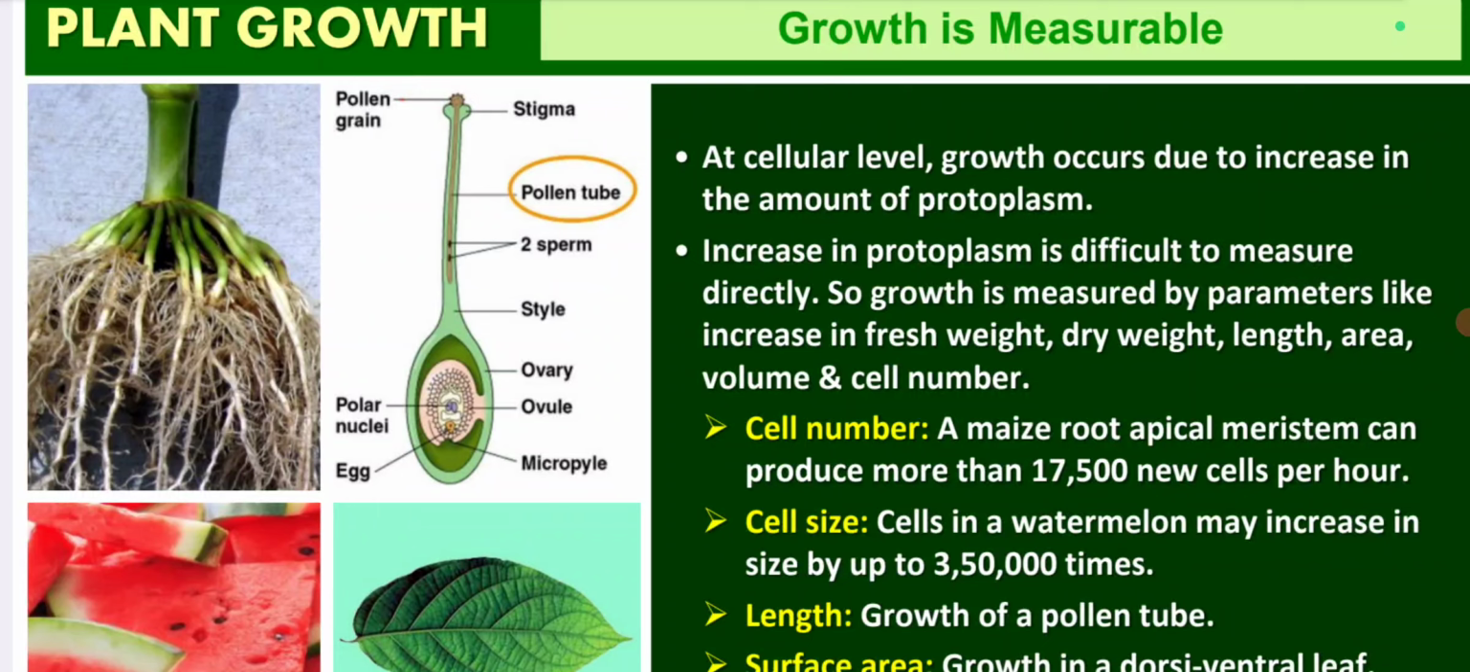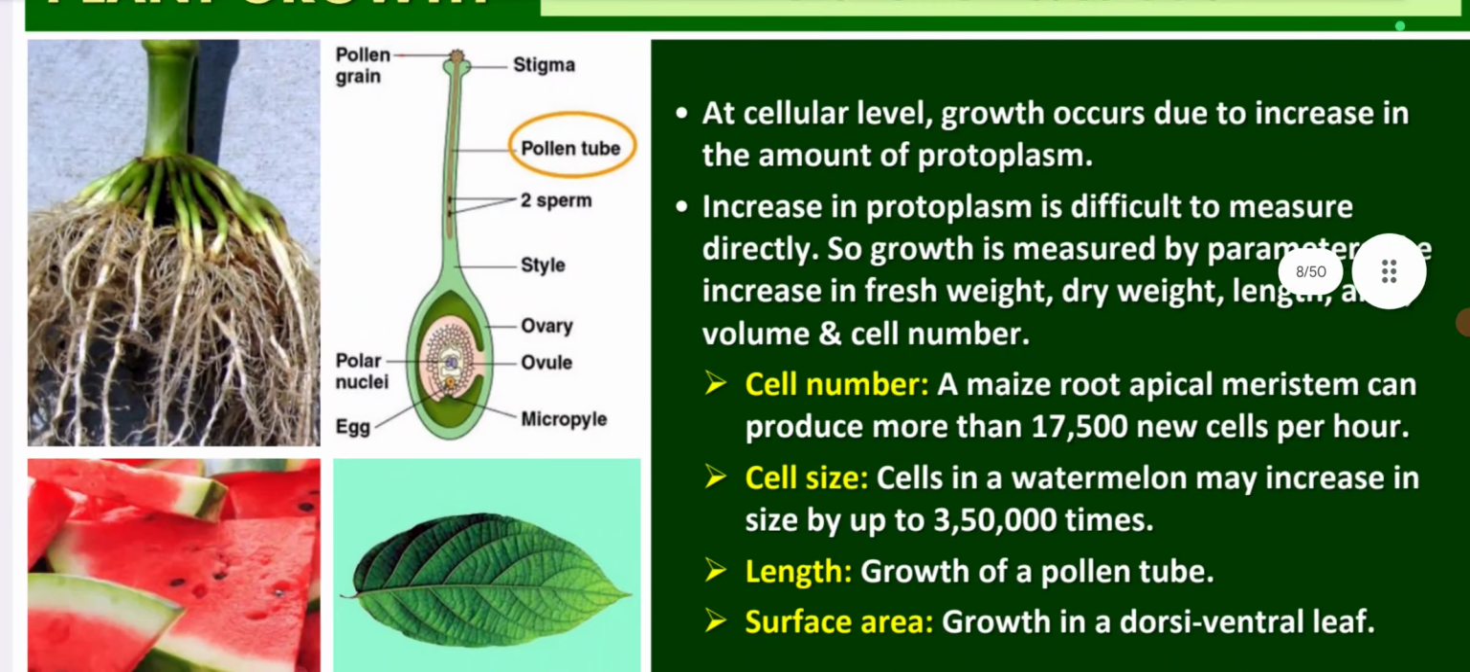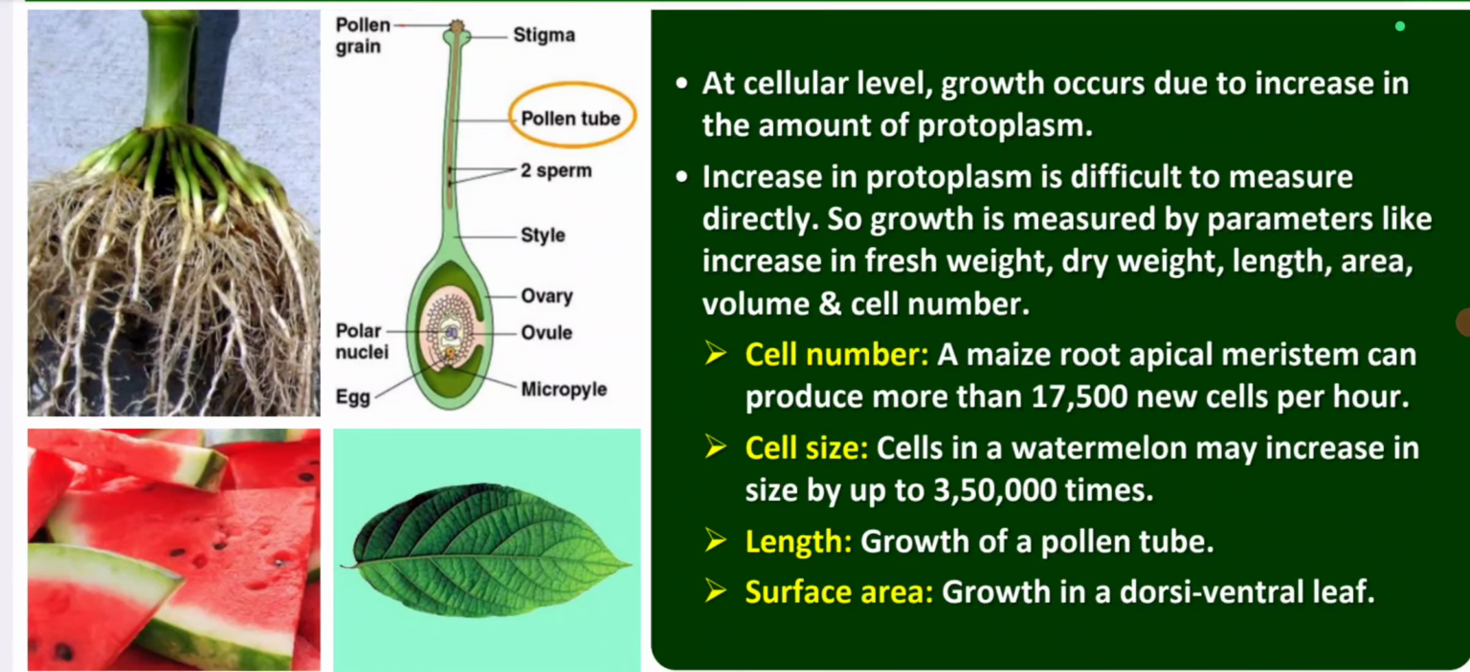And you can see cell number. A maize root apical meristem can produce more than 17,500 new cells per hour. Cell size: cells in a watermelon may increase in size by up to 350,000 times. Length: growth of a pollen tube. Surface area: growth in a dorsiventral leaf.